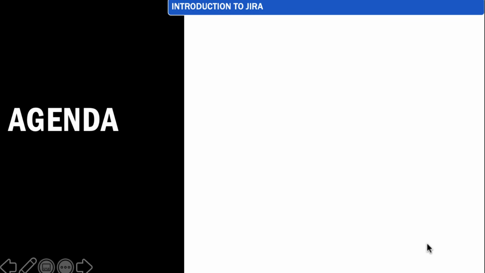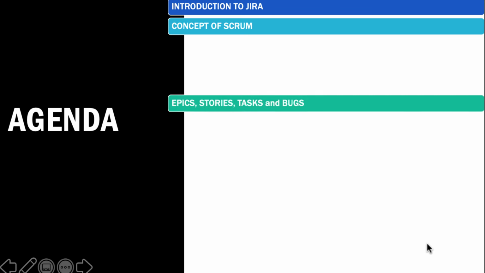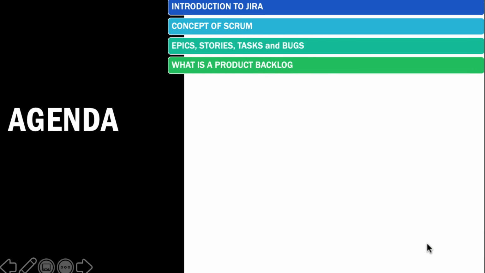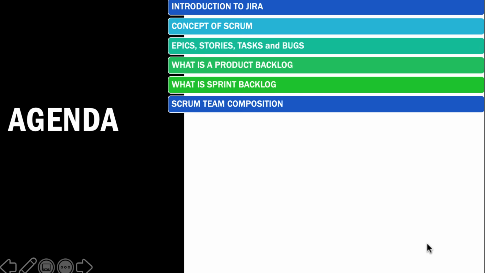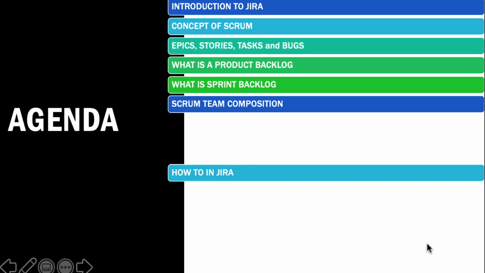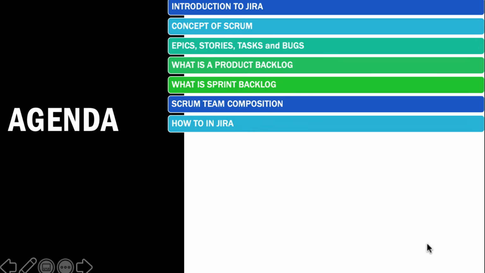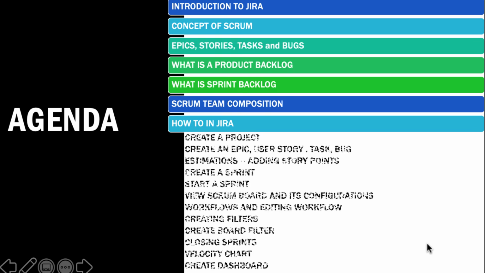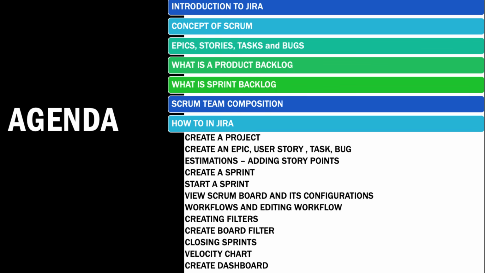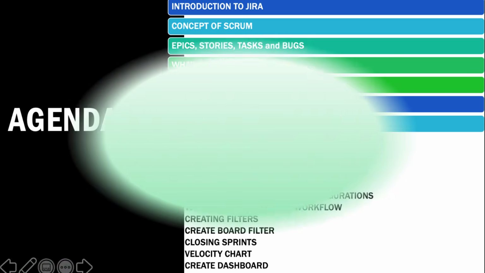Okay, now let us look into the agenda of this course. We will be covering Introduction to Jira, Concept of Scrum, Epics, Stories, Tasks and Bugs, what is a product backlog, what is sprint backlog, Scrum team composition, and how to do a lot of things in Jira like creating a project, creating an epic, user story, task and bug, estimating, adding story points, creating a sprint, starting a sprint, viewing Scrum board and its configuration, workflows and editing a workflow, creating filters, creating board filter, closing sprints, velocity chart, and creating a dashboard. So let us get started with the very first topic of the course, Introduction to Jira.